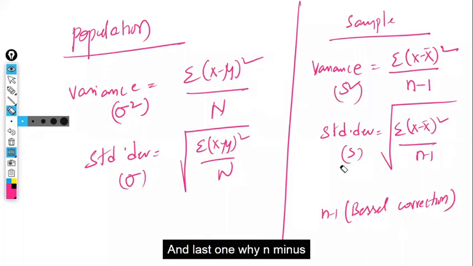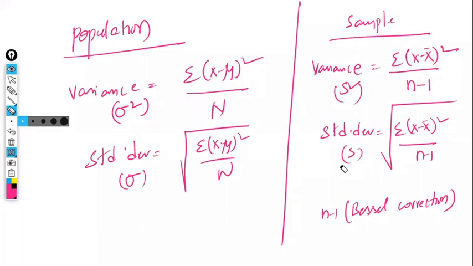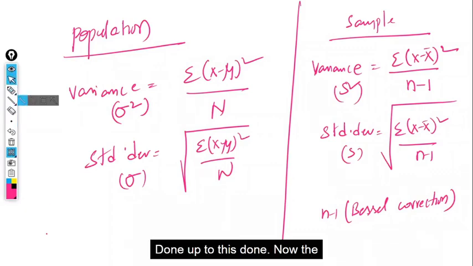Right? And the last one, why n minus 1? That is the last topic. In the next 2 or 3 minutes, it will be completed. Just 2 minutes. Done? Up to this, done? Now the last one, why n minus 1? We are going to conclude with this.